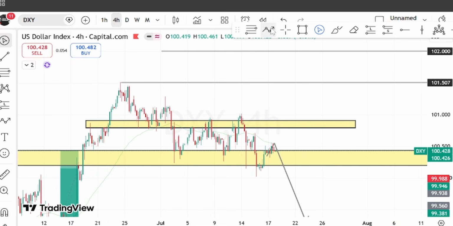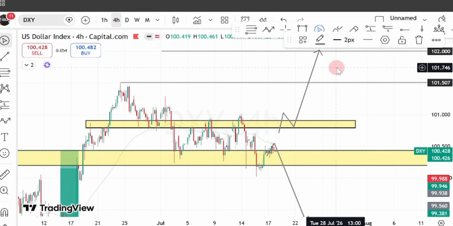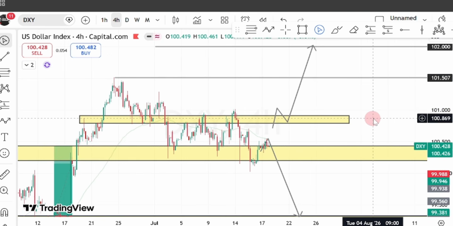But to also have a cleaner, more conservative approach, if you have a smaller account, it's better you wait for price to break this. And for the bullish side of things, it's better you wait for price to break this range. Break there, then you can ride it to our first level, which is the 101. You can go as high as the 102 to the upside. So that's it for the DXY.